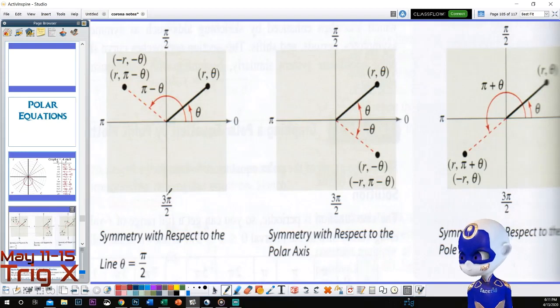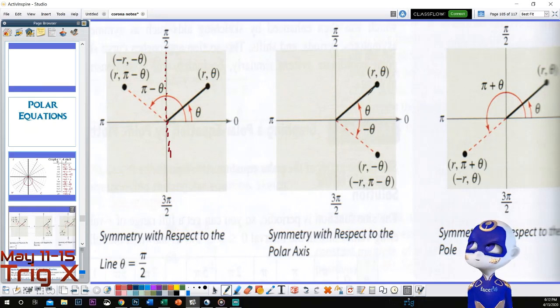There's going to be 3 different types of symmetry here. Symmetry with respect to pi over 2. So this is the line pi over 2. If it's symmetric about pi over 2, that means this point right here would be also over there. Kind of like when we had parabolas. If we had a point here, you know that across the axis of symmetry, we'd hit that same point. Another way to write this would be -r, negative theta compared to r, theta, or r comma pi minus theta.